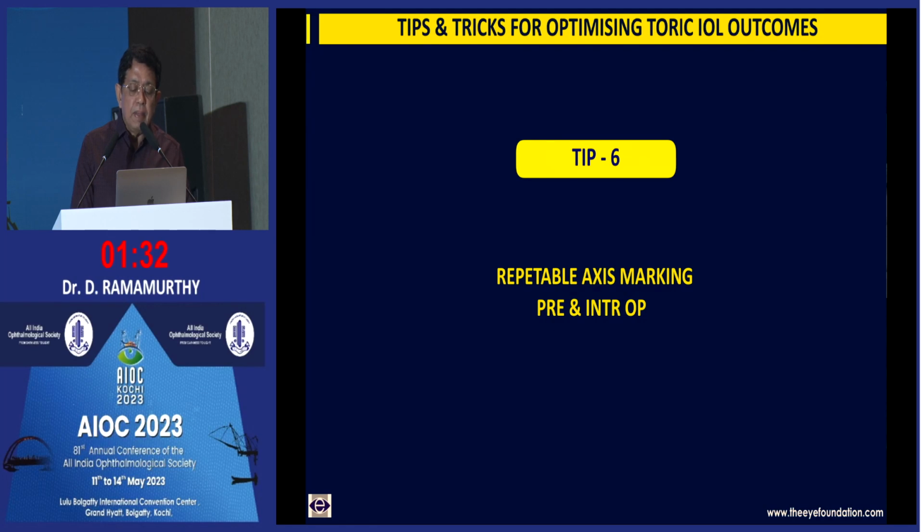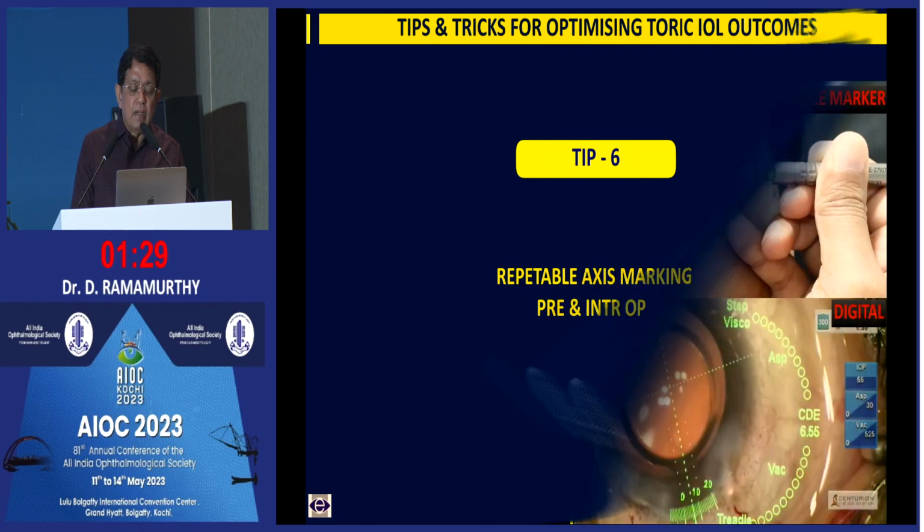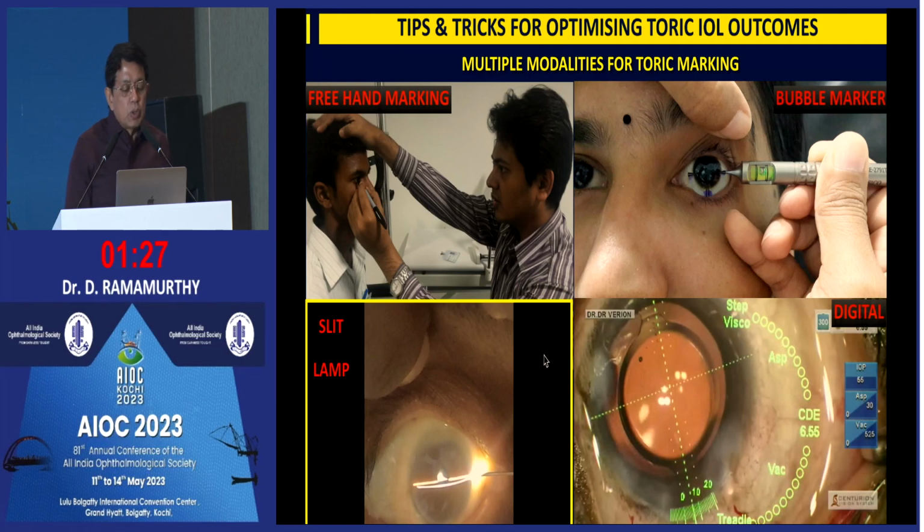And repeatable axis marking, pre and intra-op, is both necessary. I used to think this freehand marking is something which is not really scientific, should not be done. But I visited David Chang almost 7-8 years back in his surgery, and what I found was that before every patient, all he was asking them to do was to look at his forehead and doing his freehand marking. Maybe he was an expert in doing that, but that's also one way of dealing with these patients.